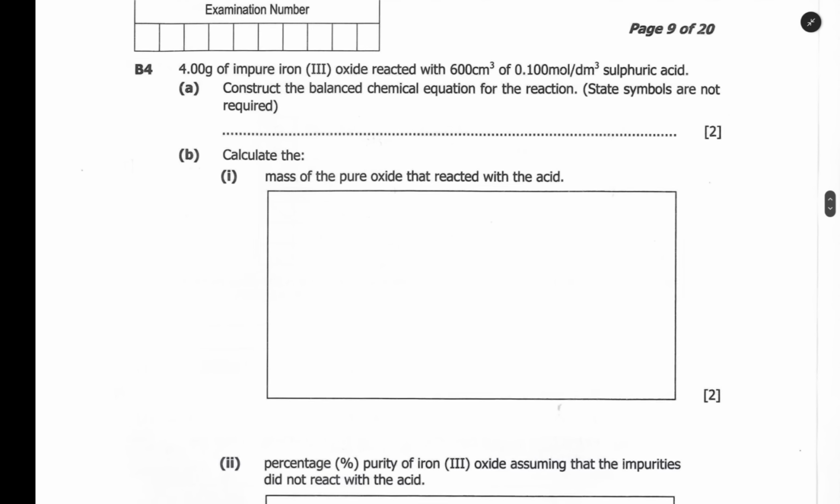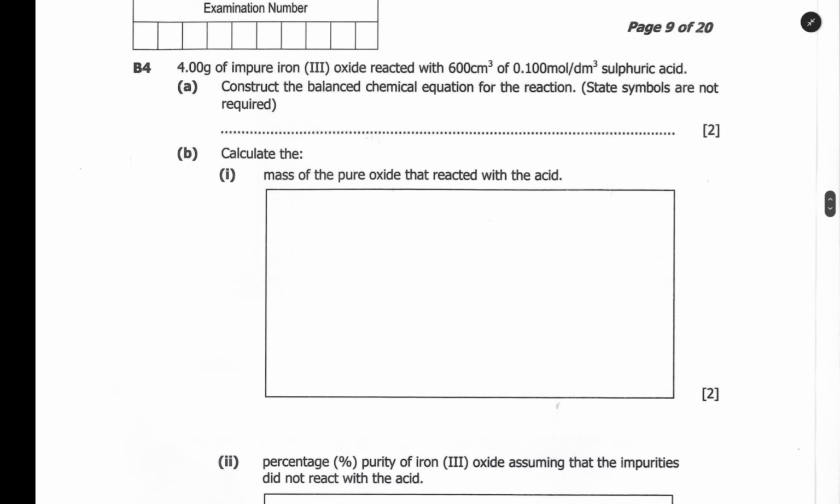Let us go to question B4. 400 grams of impure iron 3 oxide reacted with 600 cubic centimeters of 0.100 mole per decimeter cubed sulfuric acid. Construct the balanced chemical equation for the reaction. State symbols are not necessary or required.